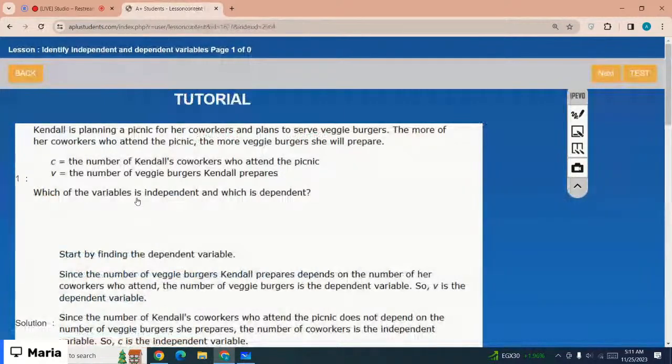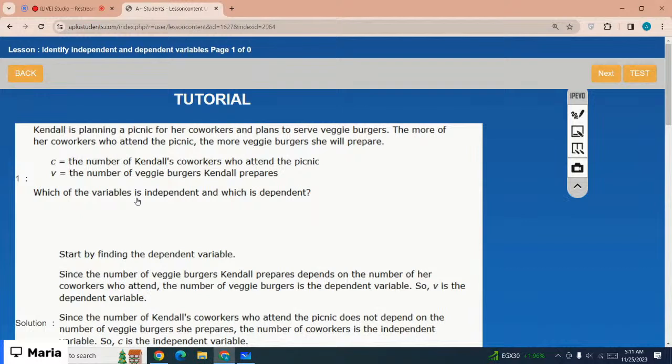Kendall is planning a picnic for her co-workers and plans to serve veggie burgers. The more of her co-workers who attend the picnic, the more veggie burgers she will prepare, right? C is the number of Kendall's co-workers who attend the picnic, and V is the number of veggie burgers Kendall prepares. Which of the variables is independent and which is dependent?